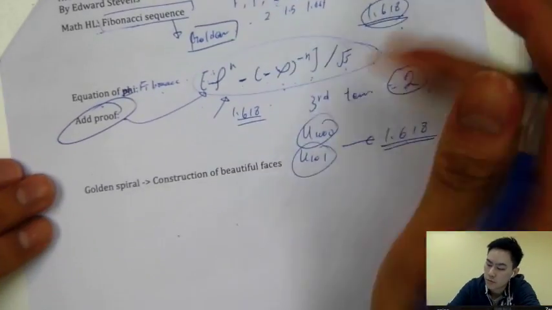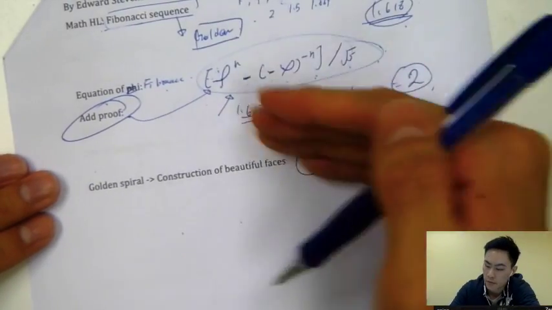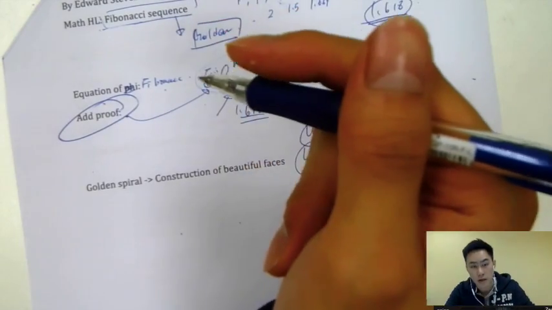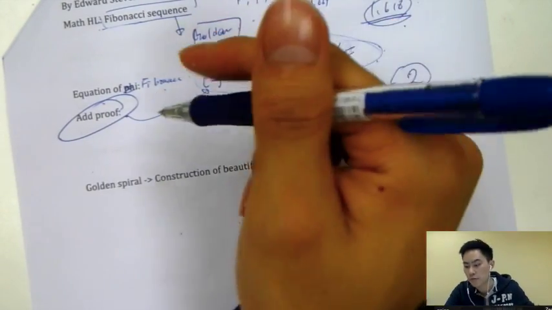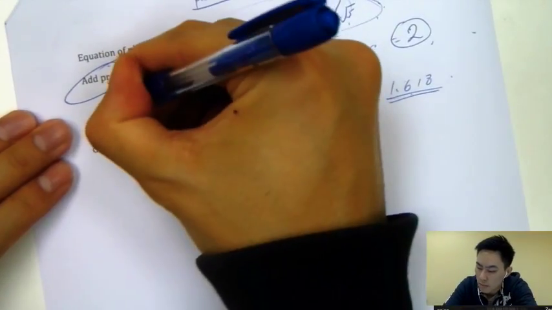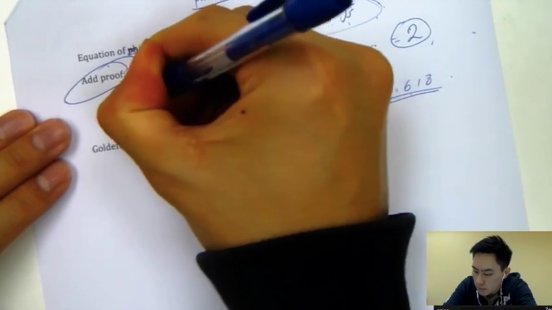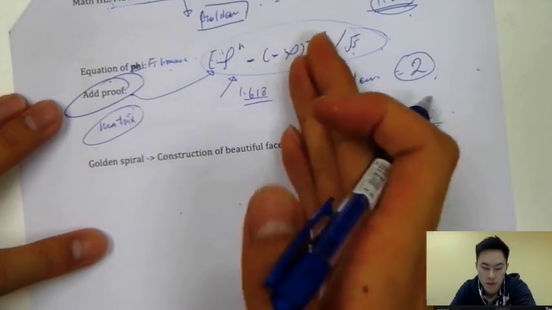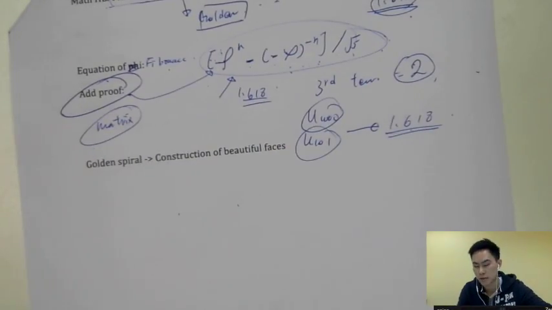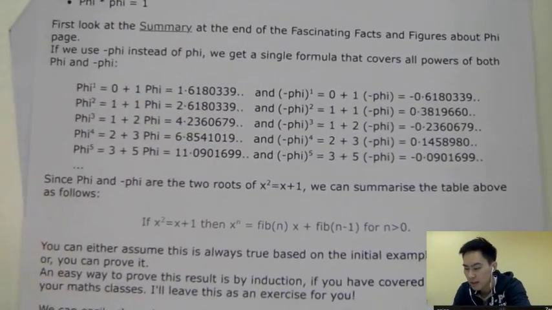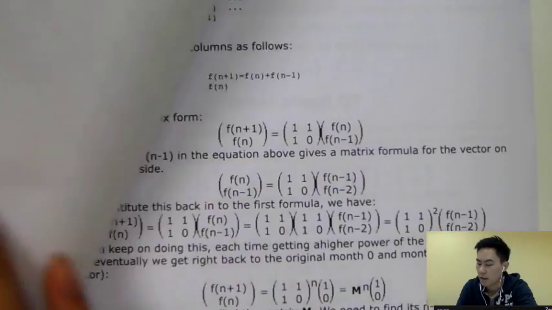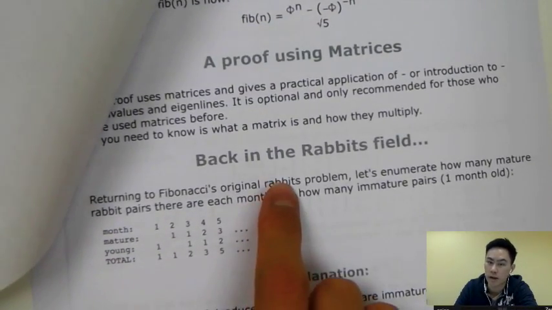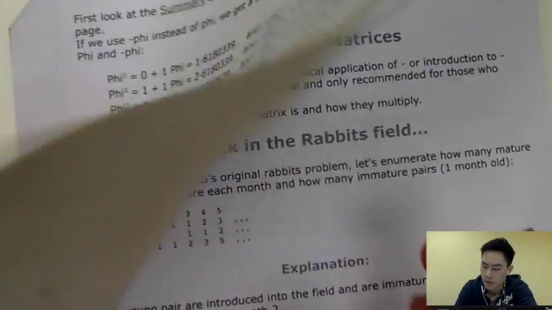Actually, I won't prove it here. I'll give you all the steps for the proof, and basically it's all about matrices. We have to use the matrix to prove this equation, but the proof is 5 pages long. If you want to prove it, this also includes a story of the Fibonacci sequence.